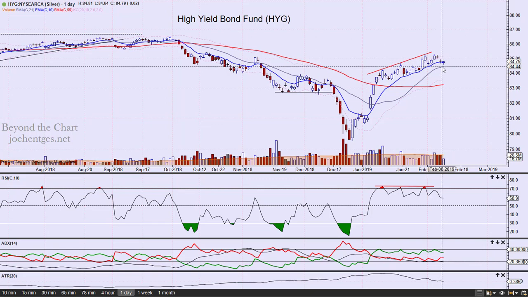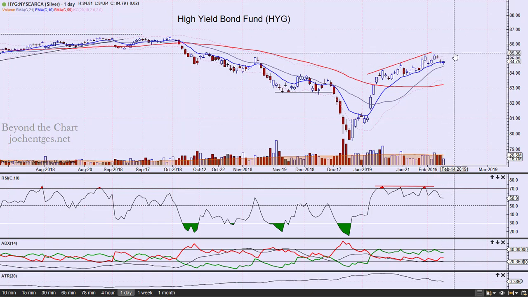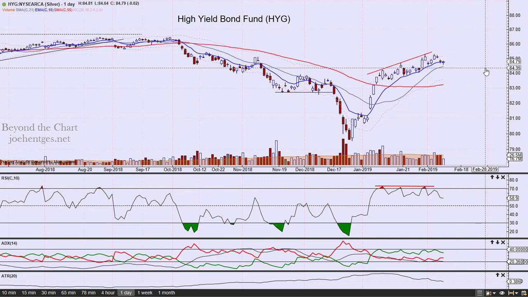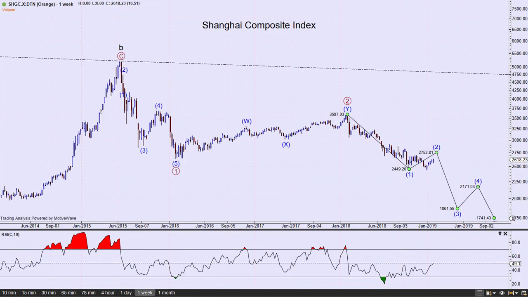So we really haven't taken the step to break down, but I think we're getting pretty close. All right, let's take a look. I want to take a look at a couple global indices to show you what's going on in terms of why everybody's talking about the global slowdown that's concerning Wall Street and the U.S. markets.